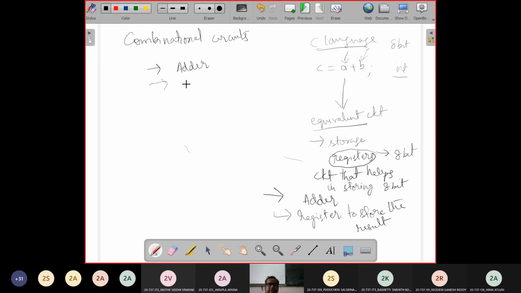Subtraction is also possible, right? You can have a subtractor circuit as well. Similarly, you can have a multiplier circuit for multiplication of two numbers. For multiplication, you require a multiplier. Then in addition to this, we can also have other circuits as well.